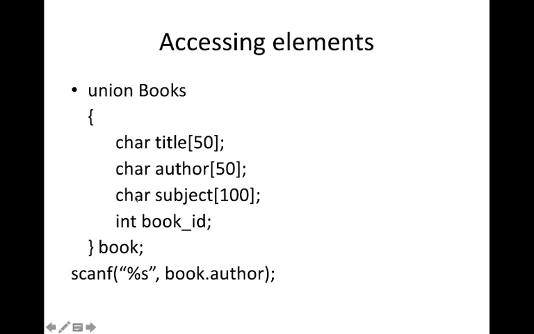If you take this example, we have a character array, another character array, another character array, and an integer array. The memory allocated will be 100 bytes because this is the largest element to be stored. So 100 bytes will be allocated for this union, for this book variable. When book.title is in memory, only the first 50 bytes of that 100 bytes will be given to it. You can access the elements like this: book.author, book.id, and so on.